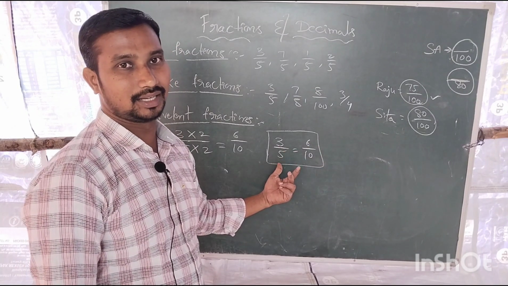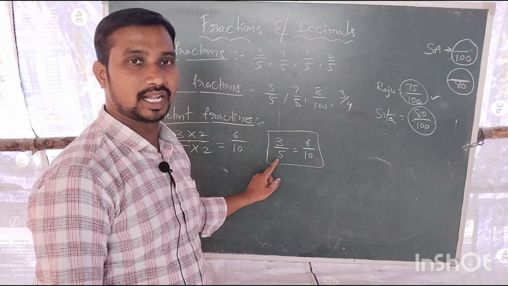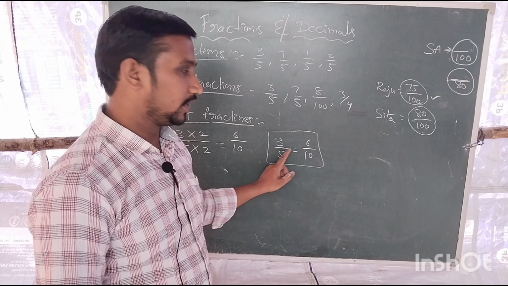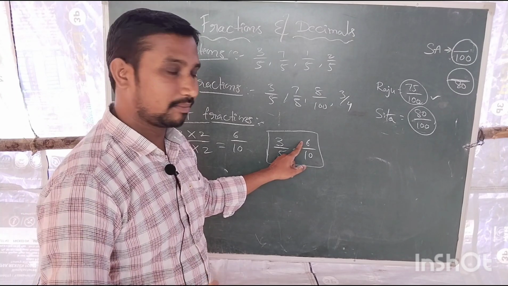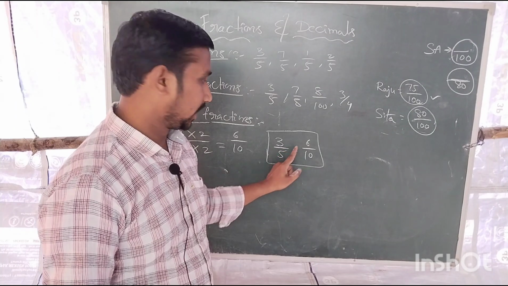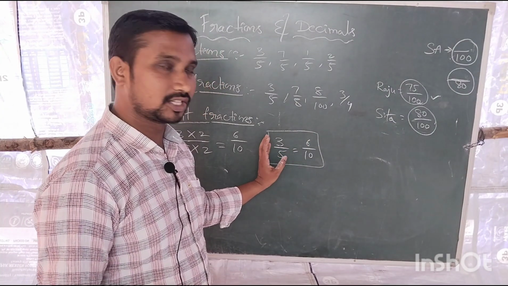Why they are thinking like that: the first fraction has numerator 3 and denominator 5, and in the second fraction the numerator is 6. They compare the numbers: it is 3, it is 6; it is 5, it is 10. That's why they think it is the greater fraction compared to 3 by 5.